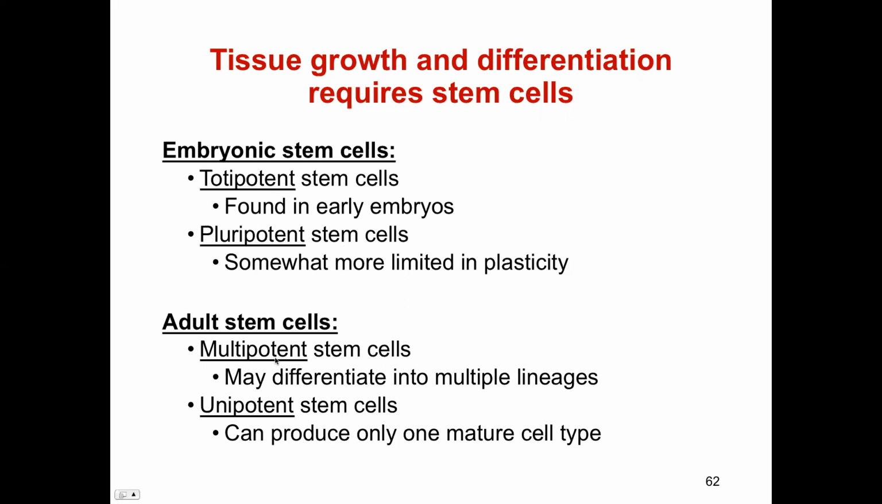Now, in adults, the most you're going to get is a multipotent stem cell. So you can have a stem cell that can form maybe a couple of different types of tissues, but most of them are unipotent. Where I say, an osteoblast, well, it's a stem cell that forms bone, right? So those are unipotent. They can only form one mature cell type.